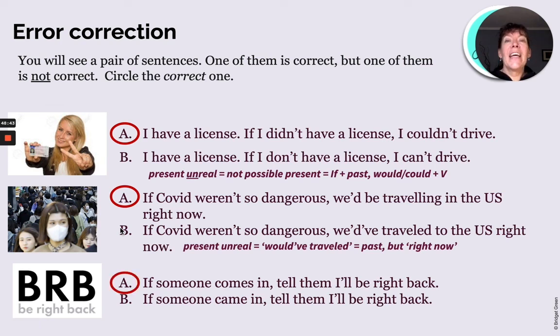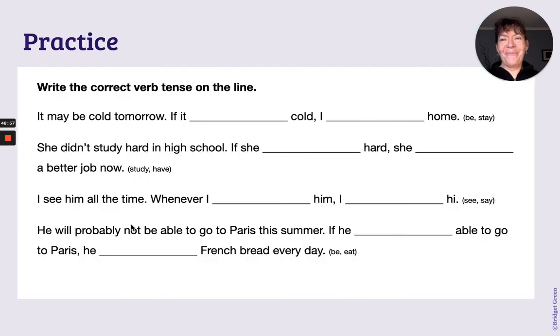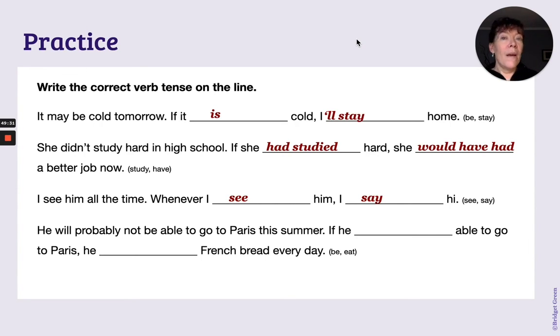It's A. If someone comes in, it's a possible present. If someone comes in, tell them, I'll be right back. If it's possible in the present, we use will in the then clause. Okay, more practice. Yay! We love practice. I see him all the time. Whenever I see him, I say hi. This is true. With that whenever, it's usually true.